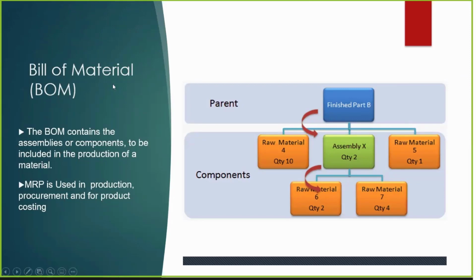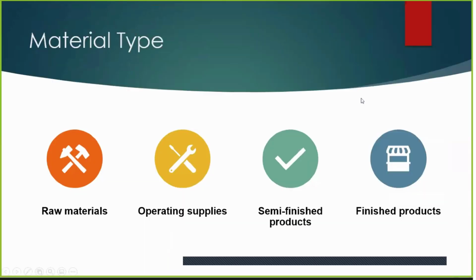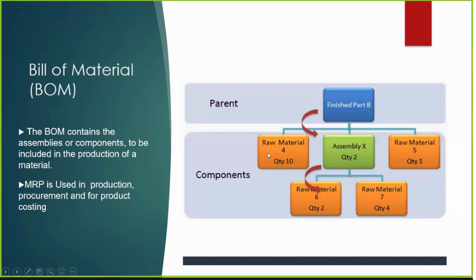This is the BOM, bill of material. We call it BOM. The BOM contains the assemblies or components to be included in the production of materials, and how we will produce the finished product. So first I put the parent, the finished product, and I put here a hierarchy. What are the components that I will use?